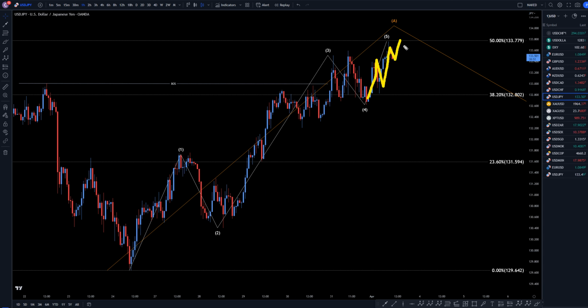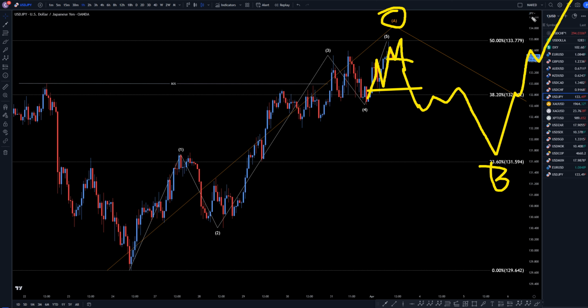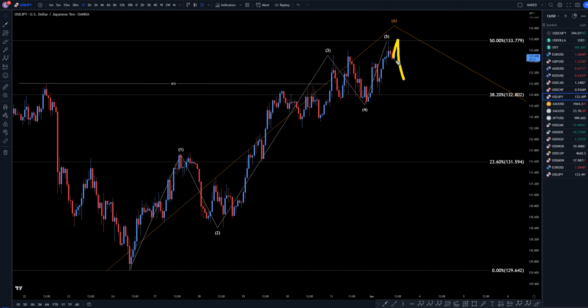So if it goes up again, makes a 5, and then turns down and starts taking out some of this structure, that's what's going to tell us that the wave A is over and that we're now going down to make an A, B, C, or B, and eventually back up to make a C. But I definitely am not going to even think about going short until I see some major structure break to the downside, because we don't really know for sure that this is going to go down.